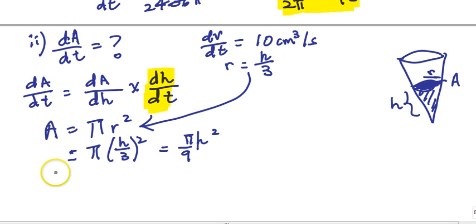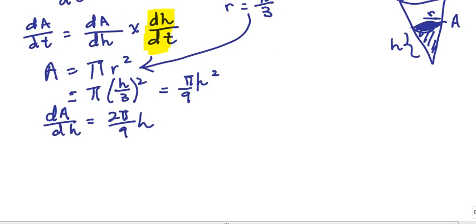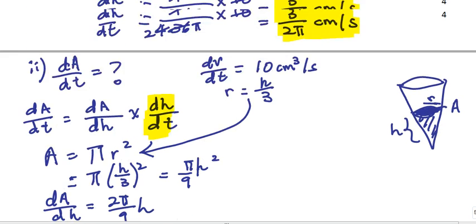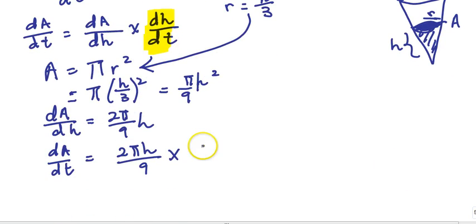Once you get this, you can then take the differential of A with respect to h, this is not dt, but dh, which is just equal to, I move the 2 in front, so I have 2 pi over 9 h. Once I have this, then I can work out dA over dt, which is just equal to dA over dh, which is 2 pi h over 9, times dh over dt, which we earlier found out is 5 over 2 pi. Then work it out. 2 pi can cancel, so it leaves us with 5 over 9 h.